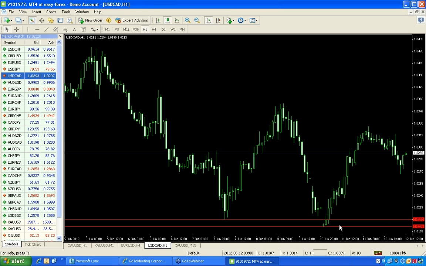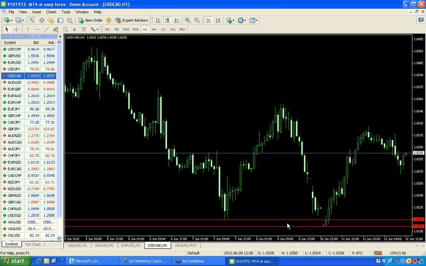For example, you can see it came to a low of 1.0210 here, but it got down to as low as 1.0201 here. So we've got about 10 pips. So allow that when you're trading. Consider a zone rather than an area.